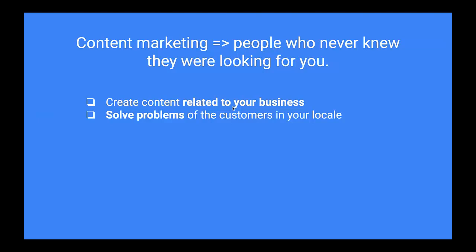Now, the two higher level strategies here: first, you create content related to your business. For example, a hairstylist in Seattle can publish an article on how to deal with hair in a rainy climate, right? And somehow catch those people's attention. You can also solve problems of the customers in your area. For example, an Albany bakery can write an article about the best pastries to bring home before a snowstorm. And we get those a lot.